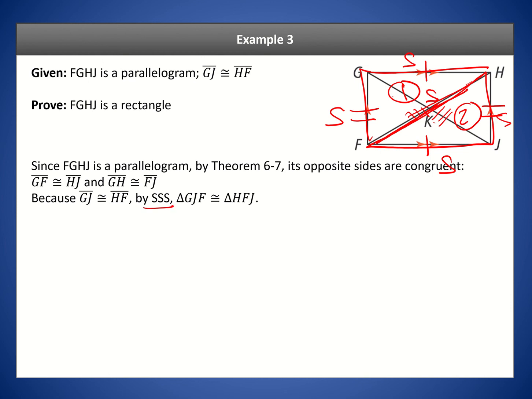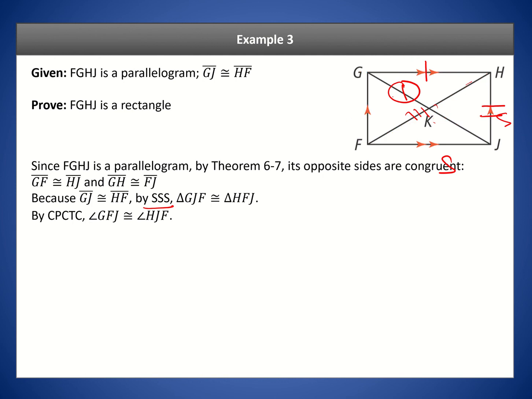Okay, so now that we established that those two triangles are indeed congruent, then we can use the CPCTC. Because those two triangles are congruent, that means that the angles that correspond to the triangles are also congruent. So in this case, we're interested in GFJ. So this angle in here has to be congruent to right here. Let's see here, GFJ. So this entire angle has to be congruent to this angle.